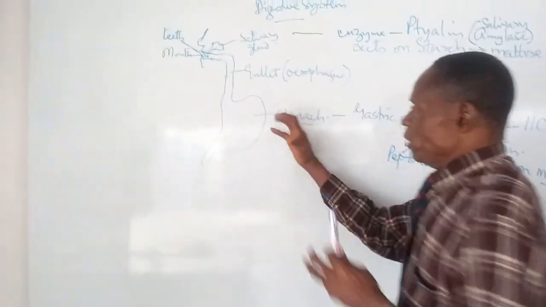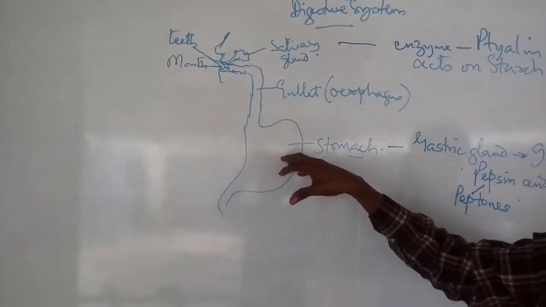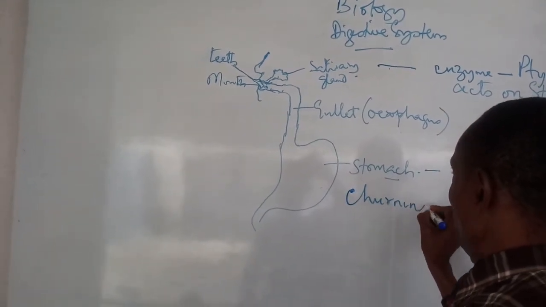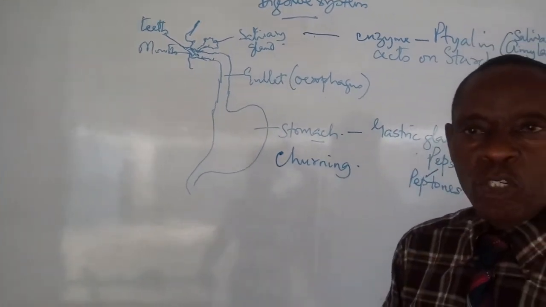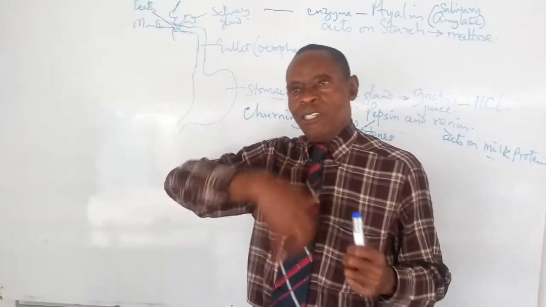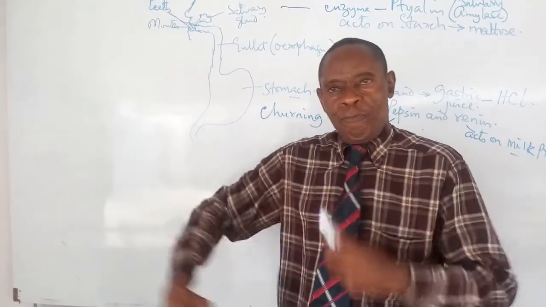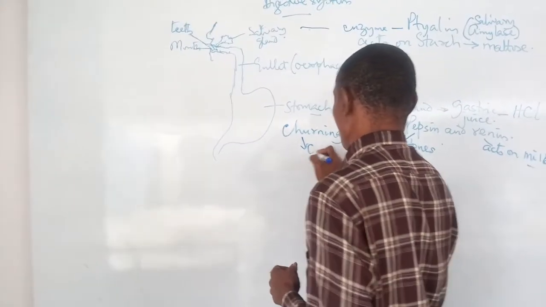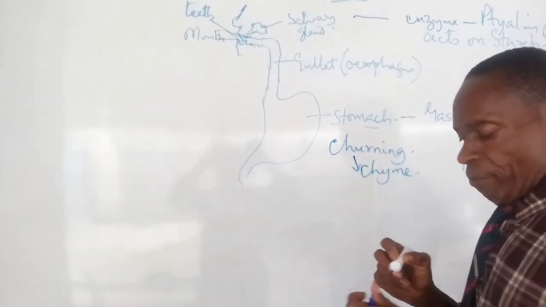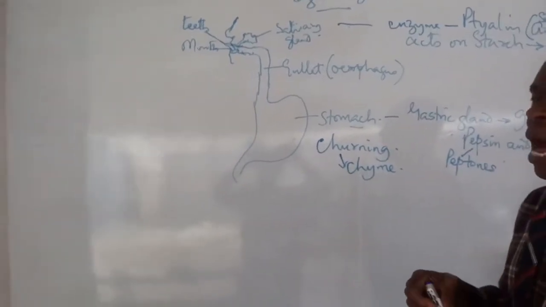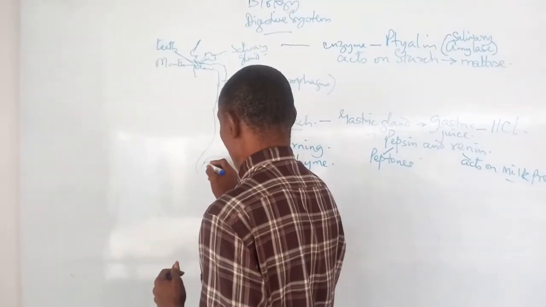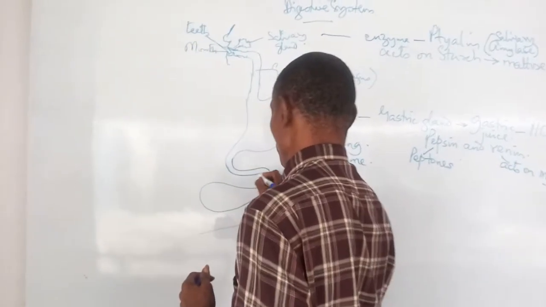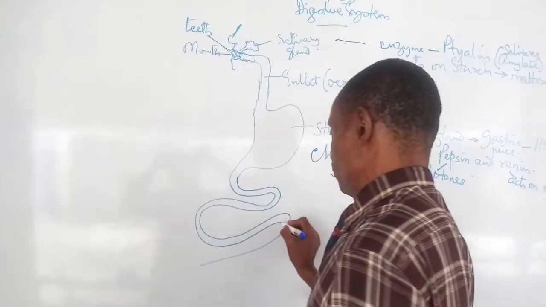There is also a muscular action within the stomach, and that muscular action is known as churning. The food is churned in the stomach. Within the 4 hours, there is that churning of the food in the stomach, and the food changes into what is known as chyme. And after some time, the food passes from the stomach into the small intestine.